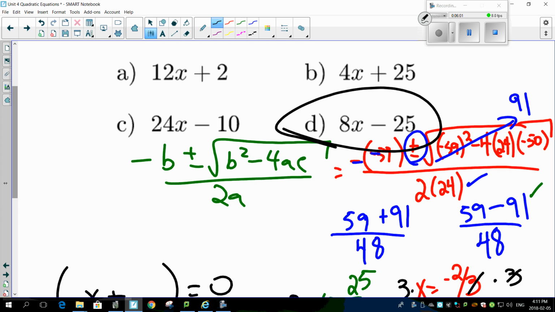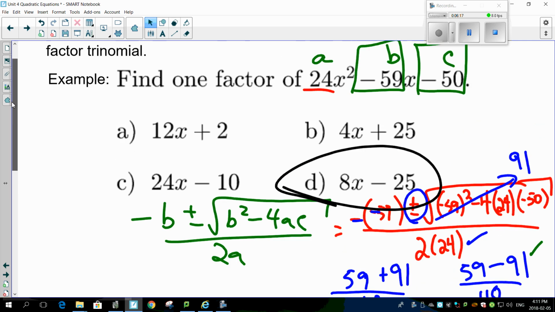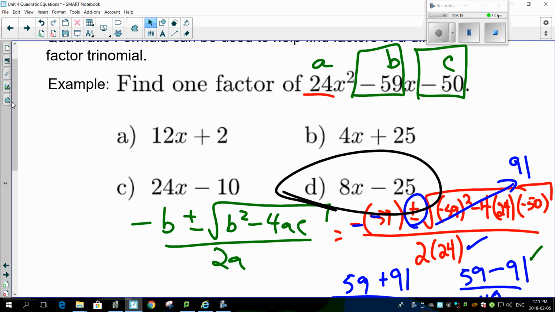Isn't that awesome that you can now have not only PSA 1, PSA 2, and completing the square, but now you can use the quadratic formula to help you factor things like this one that are really, really ugly to factor. What a powerful, powerful tool the quadratic formula is.